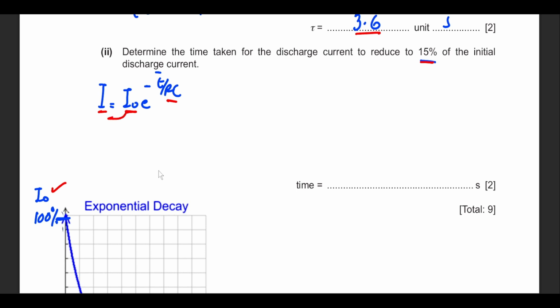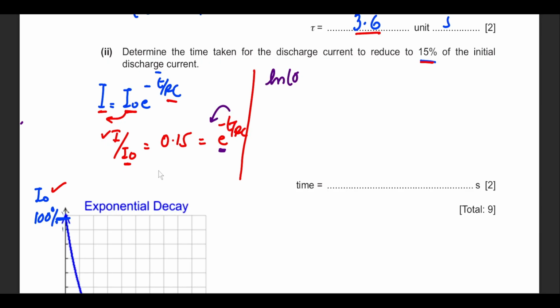So if I simply take this over the other side, this becomes I divided by I naught. In reference to the I naught, I should still be 15%. That's why this is being replaced as 0.15 equals e raised to the power minus t divided by RC. Now from this point onwards, it's just your mathematics skills. We know that taking a natural log on both sides eliminates e and brings this on the outside. So this becomes ln 0.15 equals negative t divided by RC, and RC is 3.6. So I'm going to simply replace that over here. Now, don't be confused by this negative sign, because when you calculate this natural log, it's also going to produce a negative value. So both negatives cancel out.